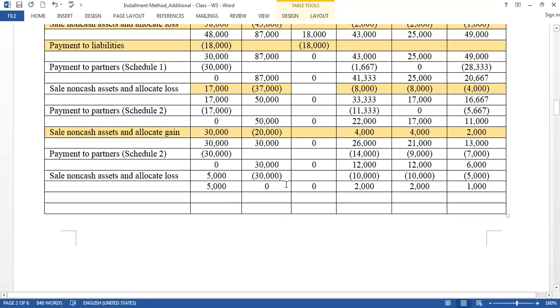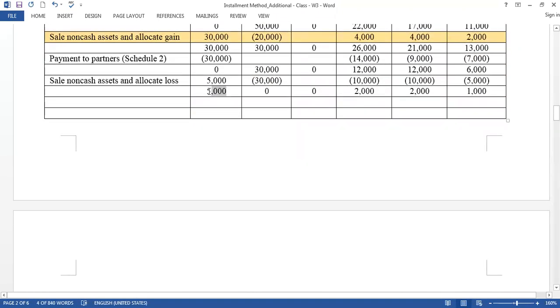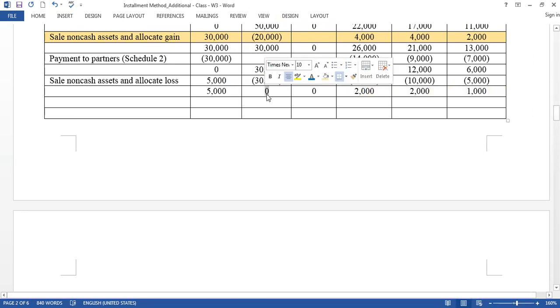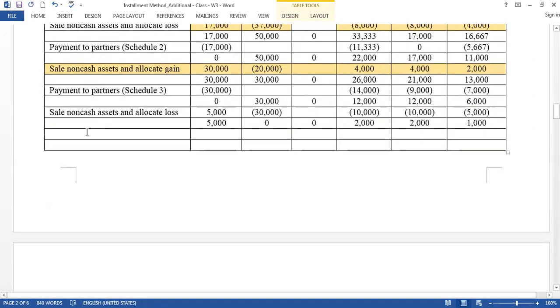So again, whenever we have available cash, we have to pay it to the partners. So how much cash is available? $5,000. And how much capital balances do they have? Also 5,000, right? So we don't need to prepare any schedule. Again, why don't we need to prepare a schedule? Because we don't have any other asset to cover the potential loss. We already prepared 3 schedules, schedule 1 to 3. Now we are going to pay cash to the partners.